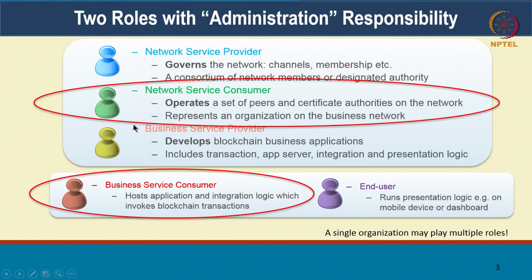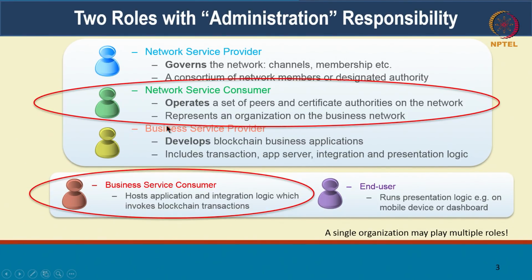The network service consumer is going to be operating a set of peers. So within an organization, let's take each organization will have a network service consumer. They're going to manage the peers, the certificates, set up the network, join the channels and so on. So that's the network service consumer. So that will be the main role who will use these functionalities provided by Hyperledger Composer.